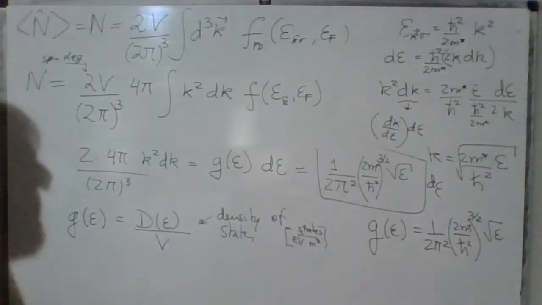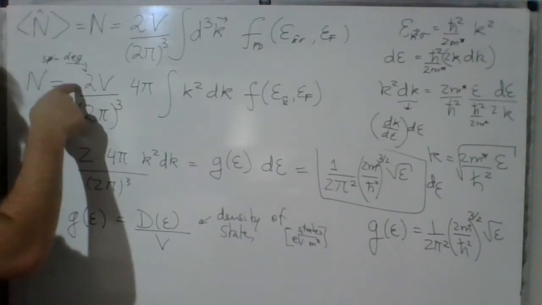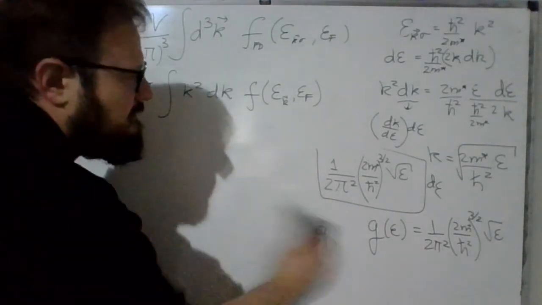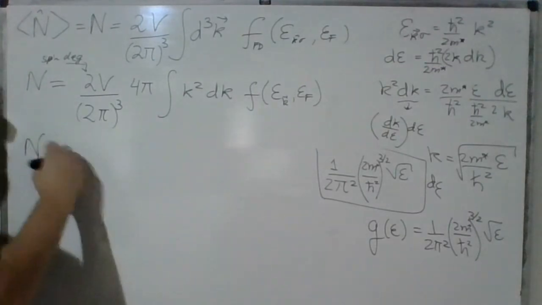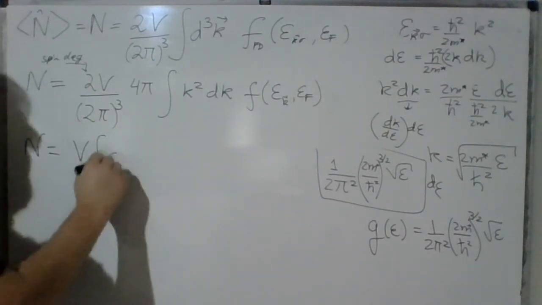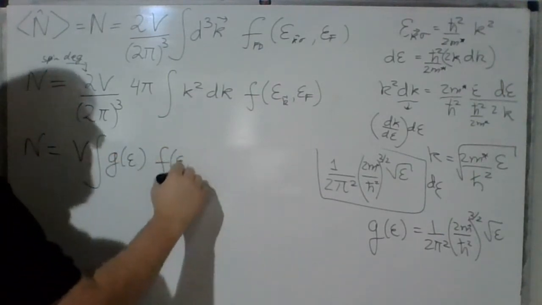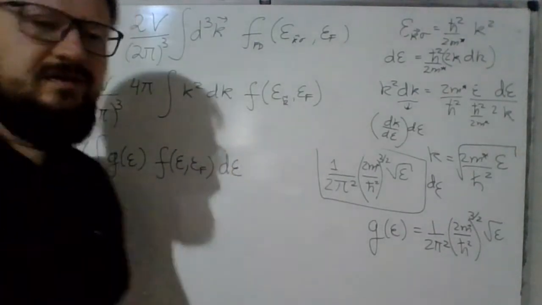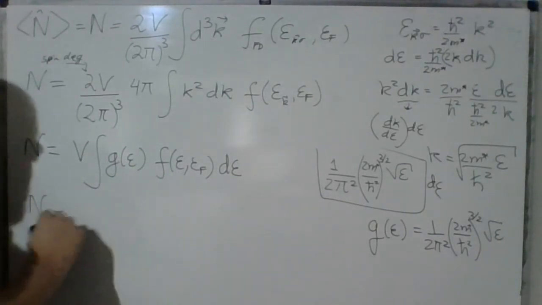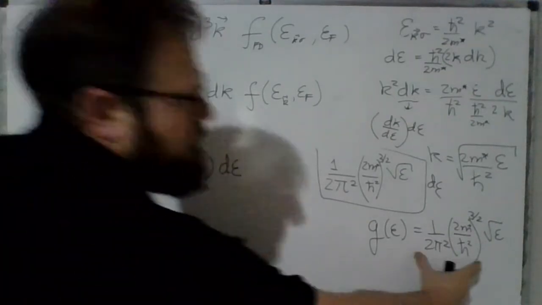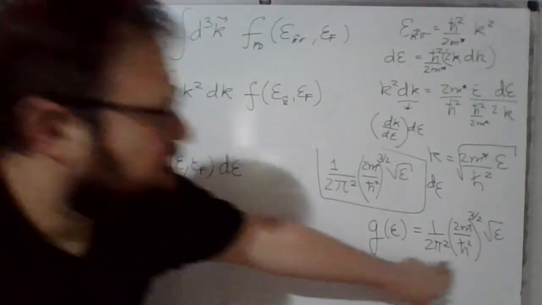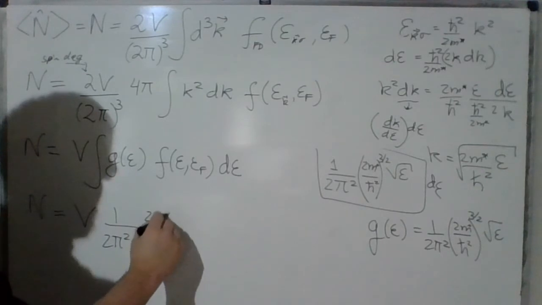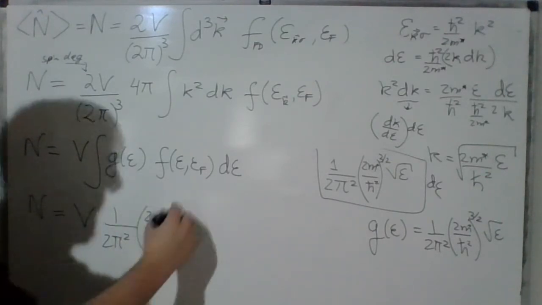Keep that in mind. And now we can get rid of this factor of 2, 4 pi, and all that. What is left? The total number of particles is just volume times G of E, F of E, and the Fermi level, dE. All right, this is what is left in this calculation. But now we have the total number of particles is volume. The whole problem here is these factors here are just constants, and we have 2 pi squared, twice the mass over h bar squared, the effective mass to the 3 halves.